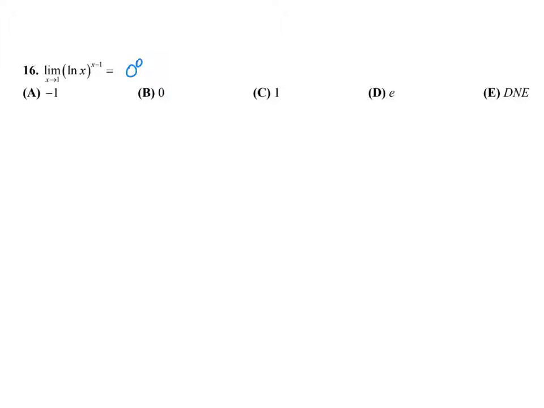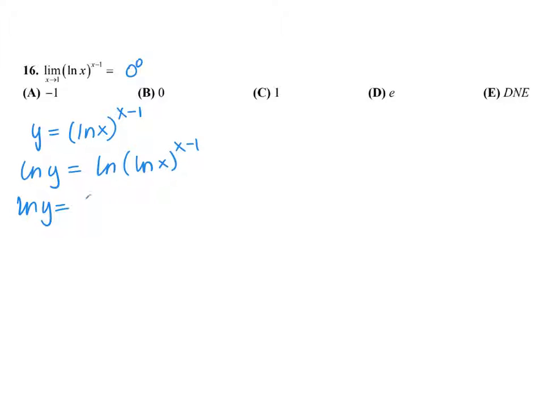So we need to go through and do y equals natural log of x, all raised to the x minus 1. We're going to do natural log of both sides, and natural log of x raised to the x minus 1. Natural log of y, we're going to move our exponent down, and so we're going to have the natural log of x. That looks just horrible. All right, and so what are we going to do with this mess?